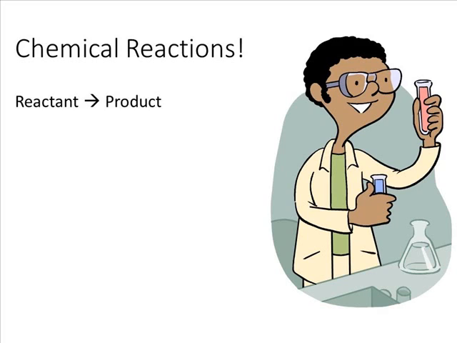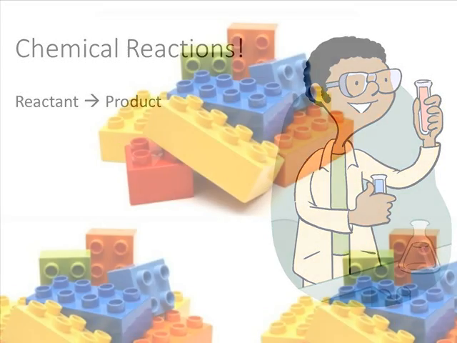A chemical reaction is when one or more substances undergo a change into one or more new substances. The substance present at the beginning is called a reactant, and after the change, the new substance is the product.